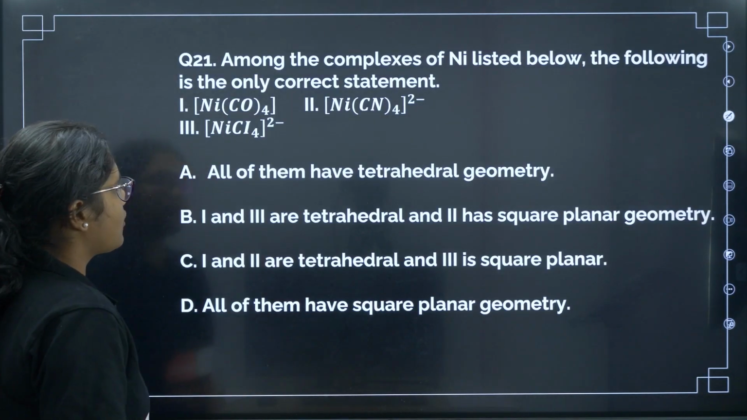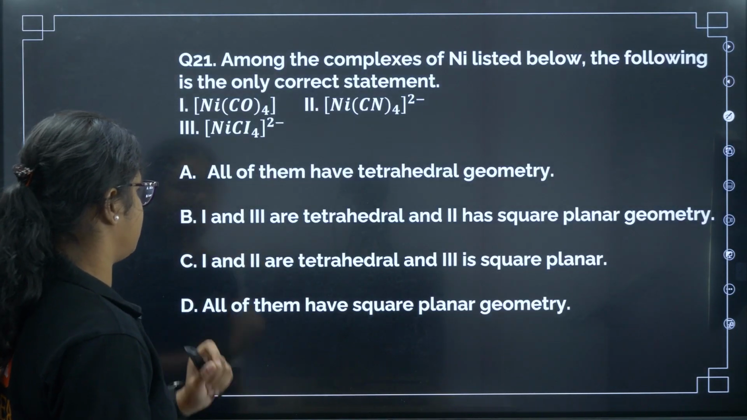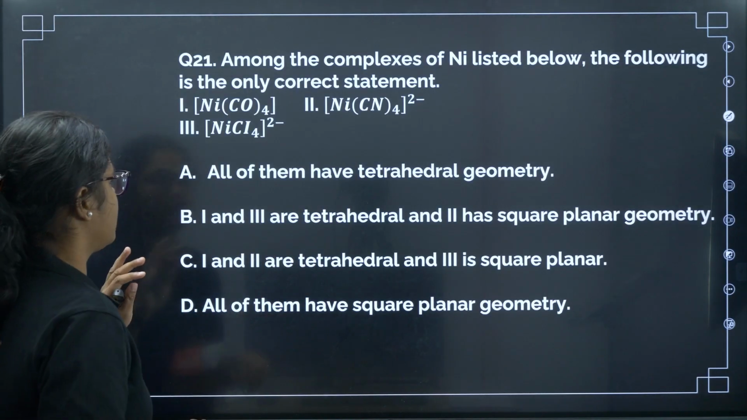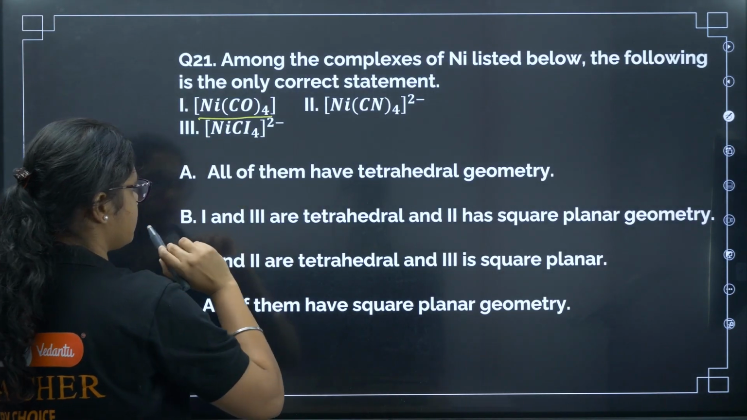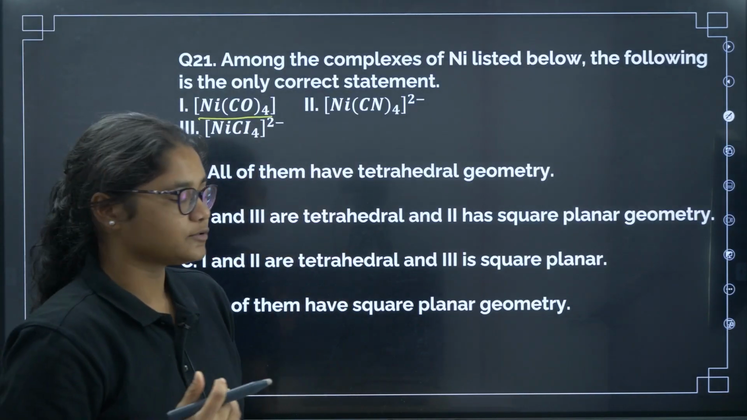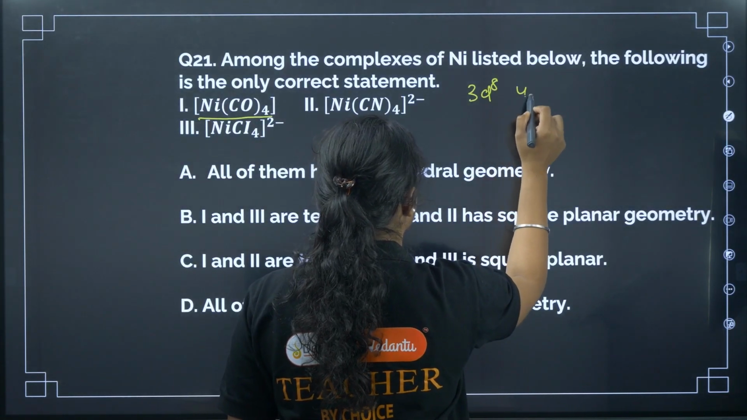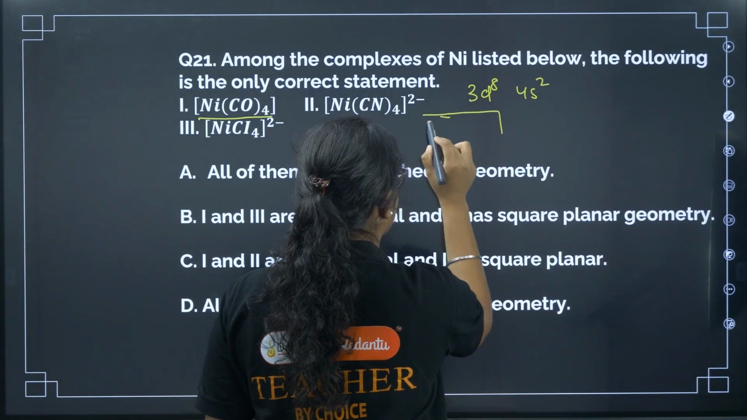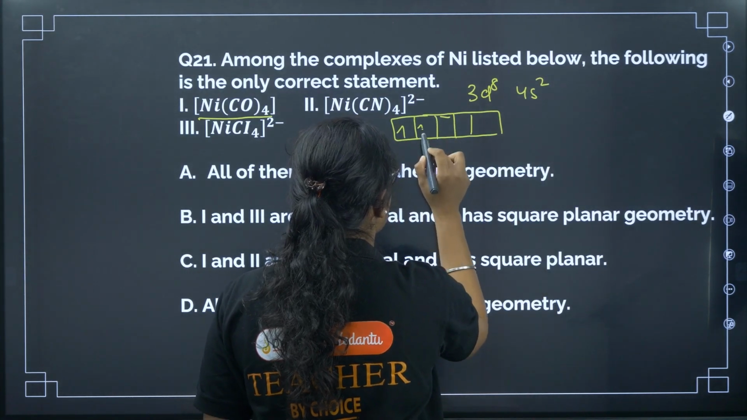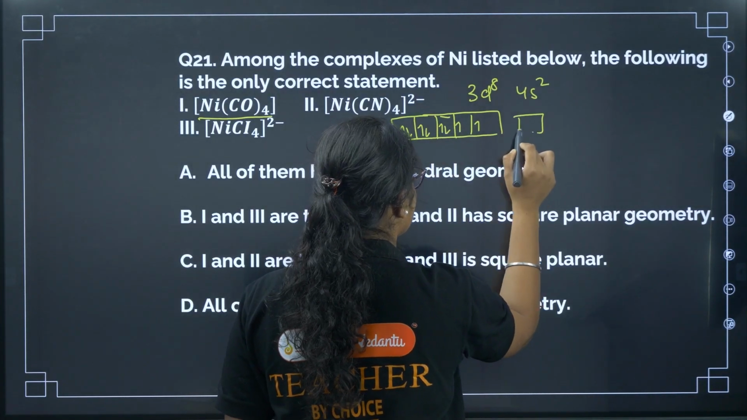Next, among the complexes of nickel listed below, the following is the only correct statement. Okay, this one I was discussing at that time. The geometry for Ni(CO)4: the oxidation state of nickel is 0, so the configuration will be 3d8 4s2, right? So we get like this, 3d8 and we have 4s2.